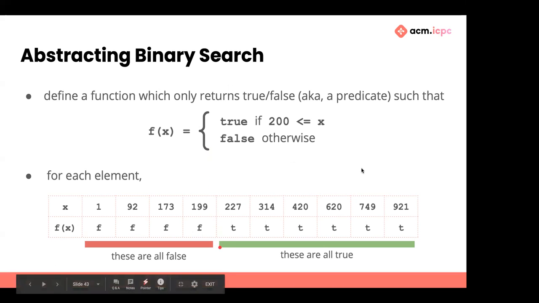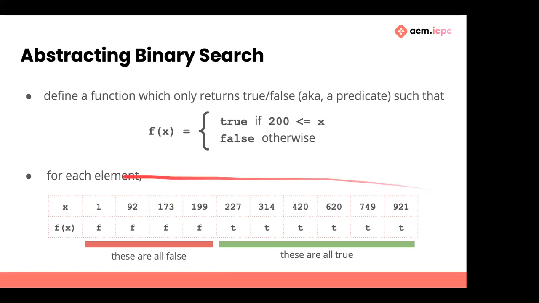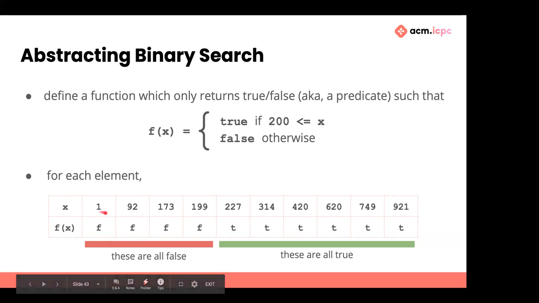Well, what does this mean? If you have any value and you pass it to f, it's just simply going to return true if it's greater than 200. So in this case, if you run f of x and we write out the table for all the values we have in our list from 1 to 921, we're going to realize that all these elements from 1 to 199 are false because they're all smaller than 200. And all these elements after 227 to 921 are going to return true because all of these elements are greater than or equal to 200. In this case, strictly greater. So you're going to see that these are all false and these are all true. We're going to see how we're going to use this function in our binary search.